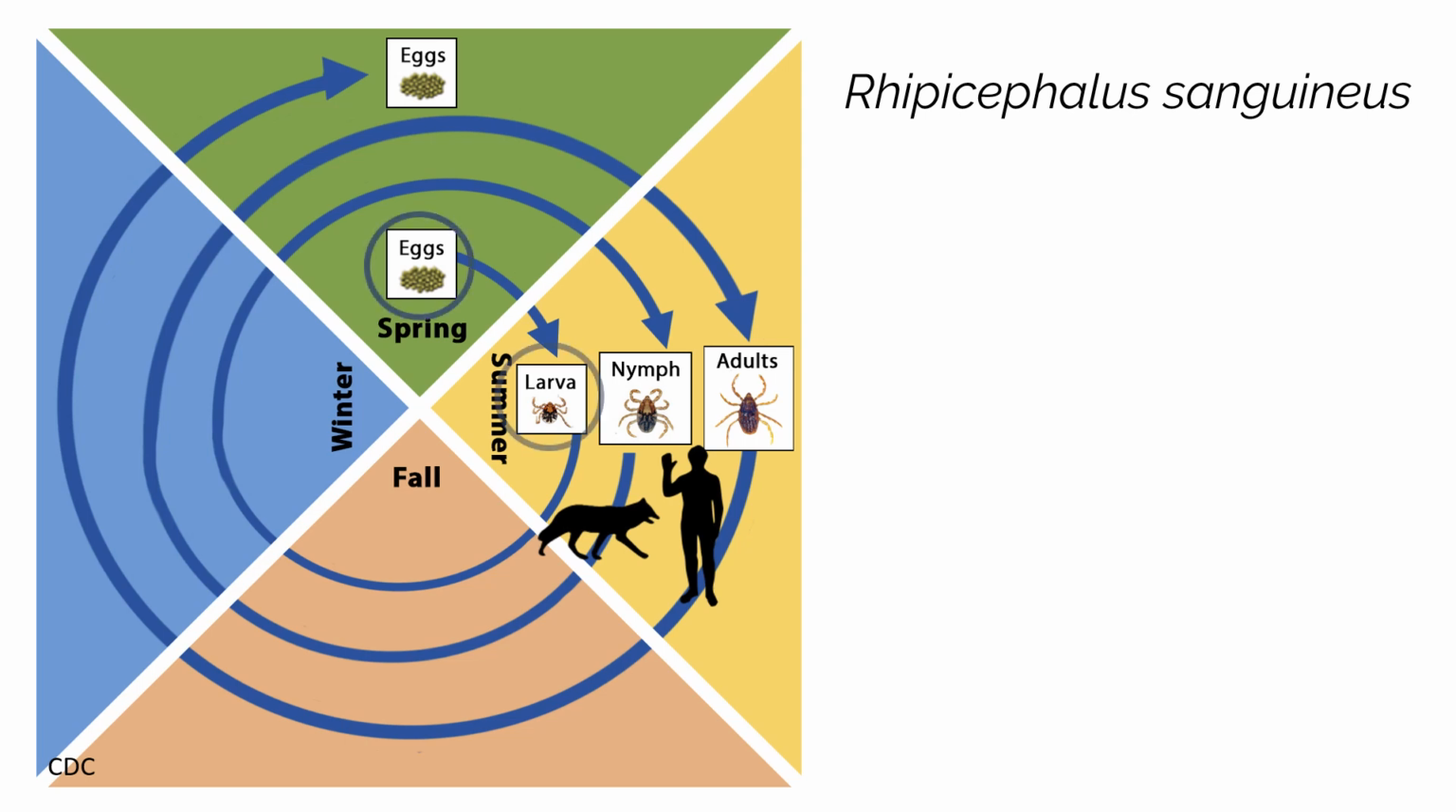After overwintering, each new life stage emerges in the summer. However, in an indoor environment, these ticks can complete their entire life cycle from eggs to adults in as little as 2 months.